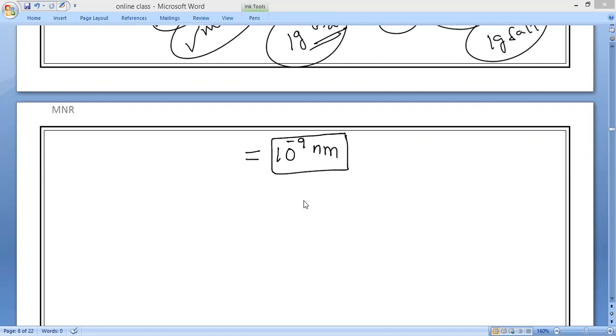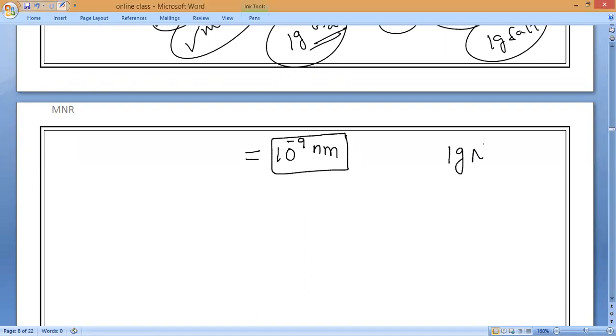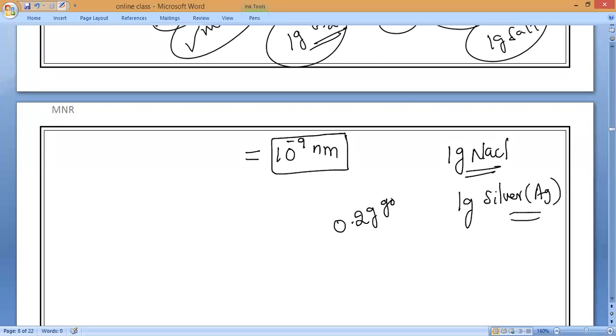So to solve this problem, suppose I have given you 1 gram of sodium chloride, or 1 gram of silver. Now, how do we find the number of atoms or molecules present in this 1 gram? Or I will say 0.2 grams of gold. How many particles are present?